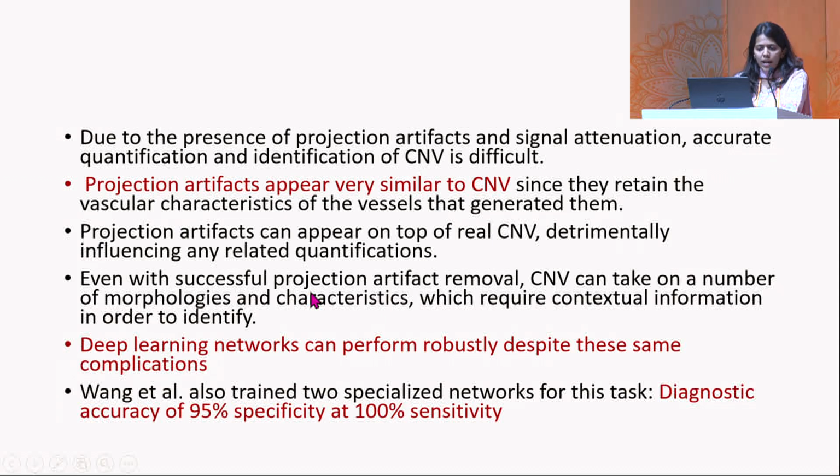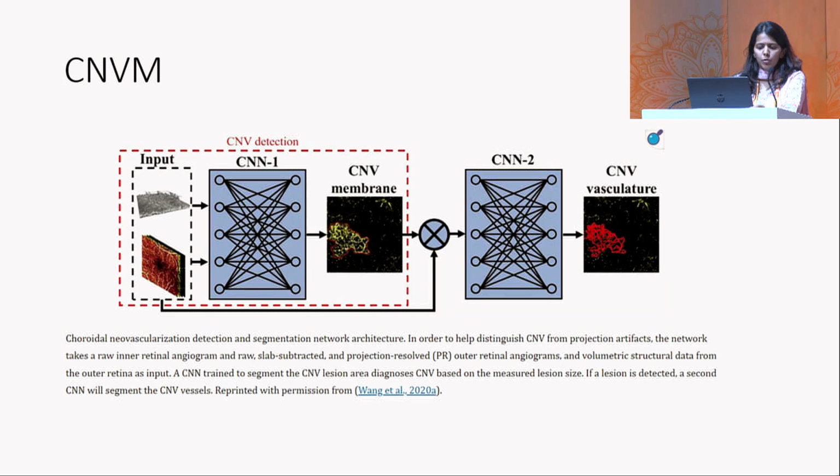Choroidal neovascular networks are also very important to identify, and projection artifacts, we all know, appear very similar to these choroidal neovascular networks since they retain the vascular characteristics of the vessels that generate them. They can also appear on top of the real CNVs, detrimentally influencing any related quantifications. So deep learning algorithms can perform robustly despite these complications with an accuracy of more than 95%.